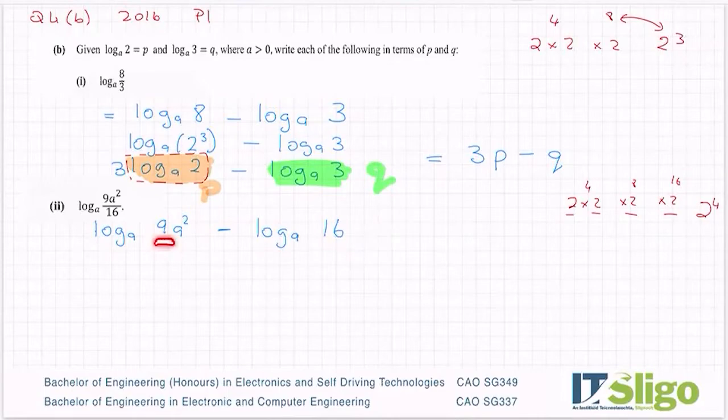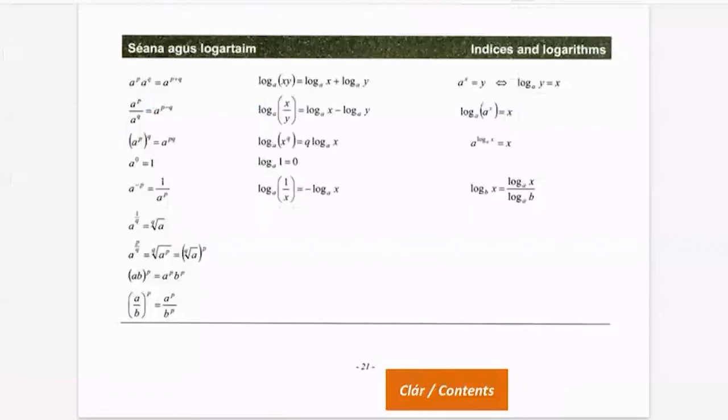9 is a multiple of 3, so I can see that coming. But I'm going to have 3a squared. So that's a little bit harder to work in terms of q. So I need to split up this 9a squared. So back to the rule book. How do we split up 9a squared? Well, that's something multiplied by each other. So what I can do is split them up using plus: log to the base a of the first one plus log to the base a of the second one.